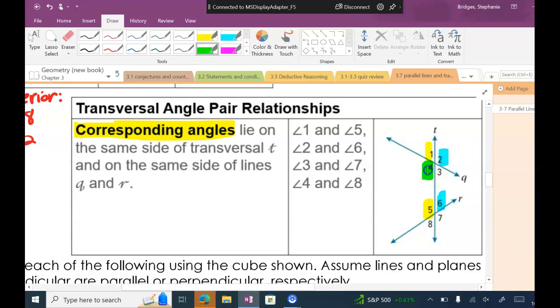All right, what's in the same place as 4 but on line R? 8. And then what's in the same place as 3 but on line R? 7. Those are your 4 pairs of corresponding angles, and it has them all listed there. Okay, but you've got to get used to where they are and what type of angles they are. That's what we're going to be doing today, is basically naming these types of angle pairs. So far, so good?